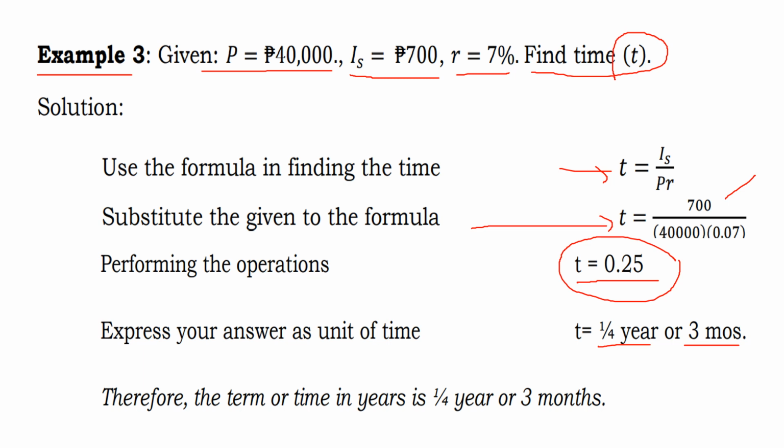So again, with the given values of P, which is 40,000 pesos, your simple interest is 700 pesos, and your R is 7%, the term or time in years is 1/4 year or 3 months. And that will be the final answer for this example number 3.